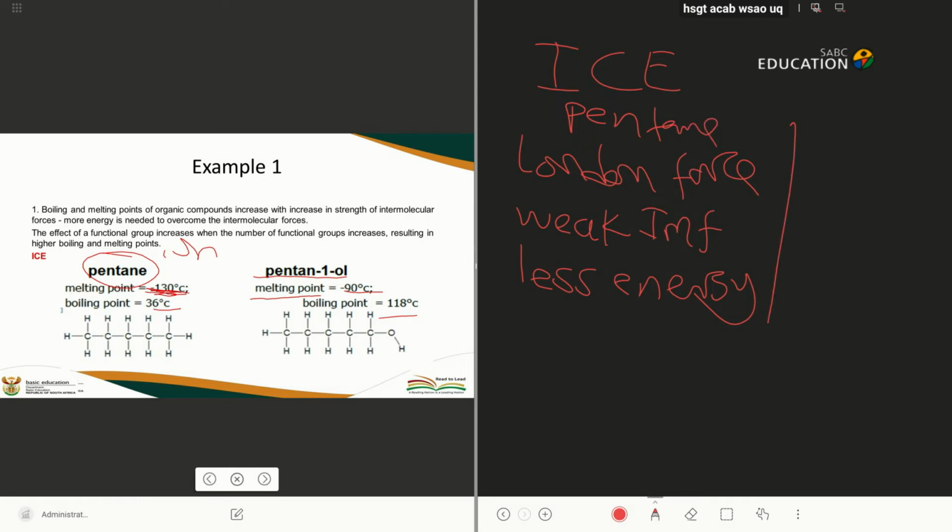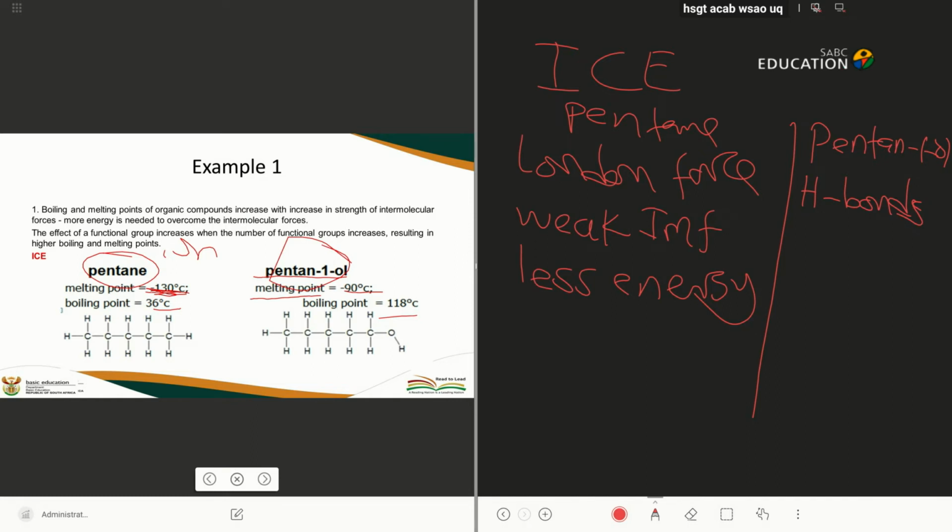From there, you can talk now about pentan-1-ol, which is an alcohol. Pentan-1-ol, you are able to look at it as well. You say, what is the type of intermolecular force? You know that is hydrogen bond. You'll write hydrogen in full. I don't have much space here, so I'll just write in short, hydrogen bonds. So you find hydrogen bonds in pentanol.